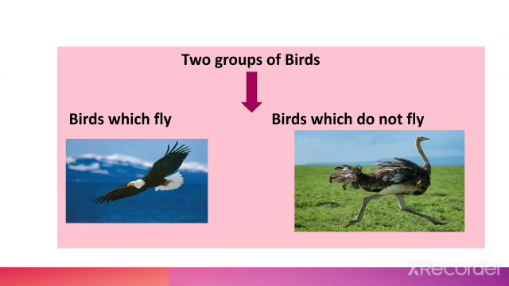We can have two groups of birds. Birds which fly. Students, can you name any birds which can fly? Examples like parrot, pigeon, eagle, sparrow. And the other group is birds which do not fly. Example, ostrich.